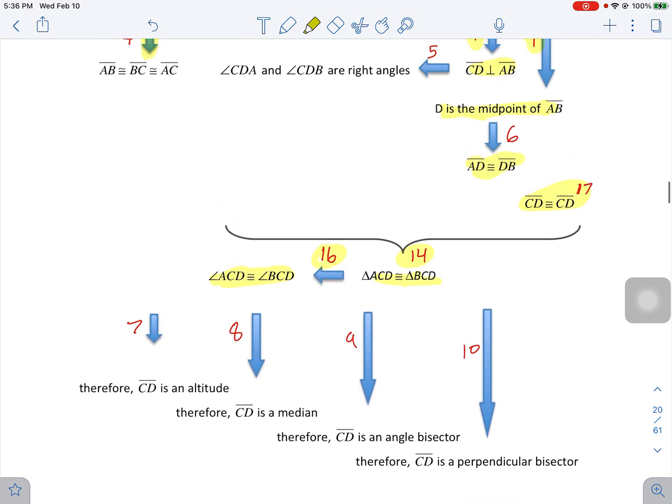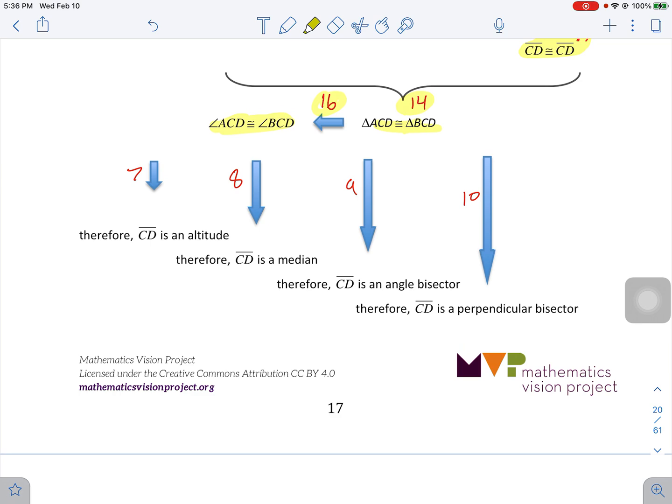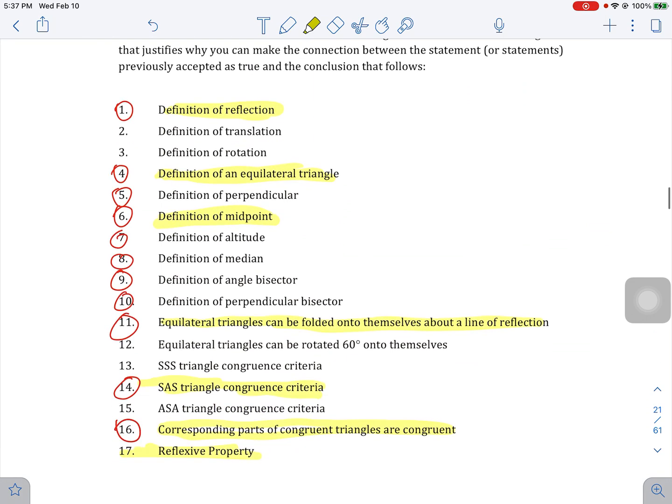And now that we've laid these cases out, we've got definition of altitude, definition of median, definition of angle bisector, and definition of perpendicular bisectors. Here they are, because we met the definition for each of these.